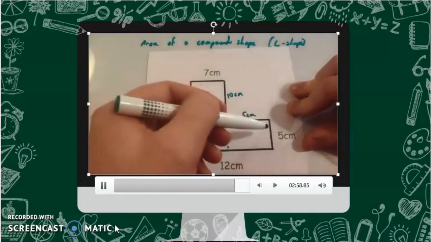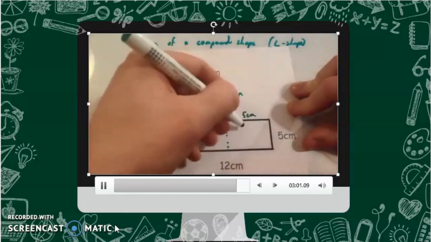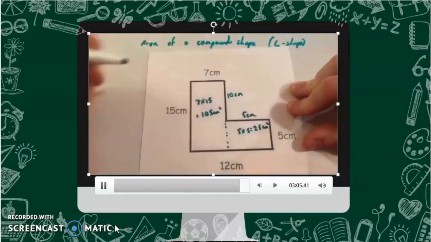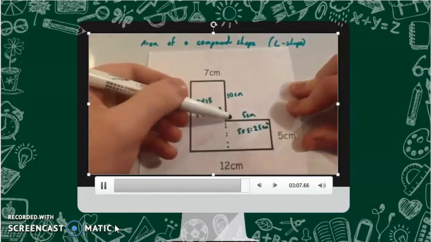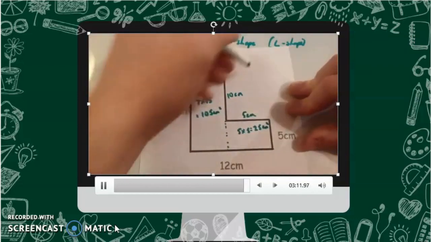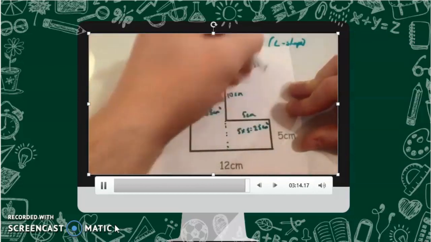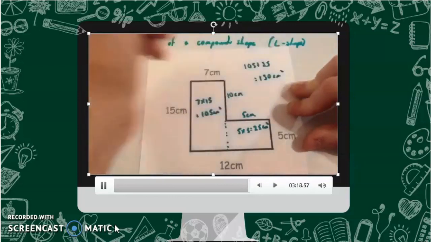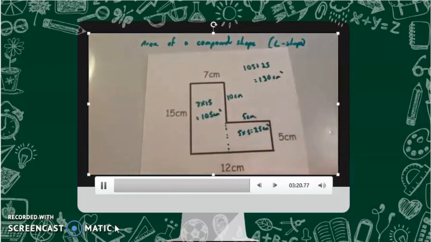This one here, it's 5 high and 5 wide, so if you do 5 times 5, you get 25 centimeters squared. Notice I didn't again use 12 because the length of this one's 5 and the height of it is 5. So because this is 105, and you add on the 25, you get 130 centimeters squared. And that's how you find the area of an L shape. So alright, very simple. So let's look at activity 2.